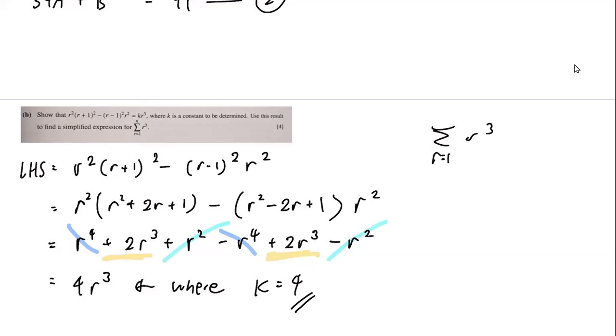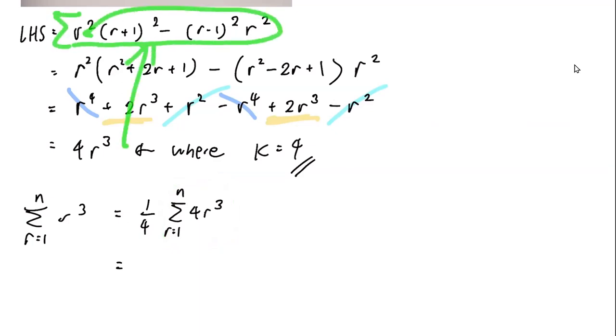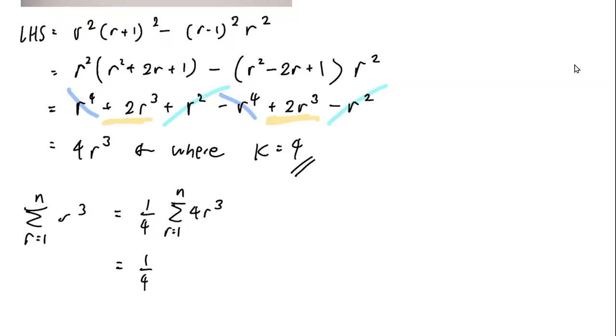Okay, now using this result, find a simplified expression for the summation of r cubed from r equals 1 to n. So the variable here is r and the upper limit is n. How? What we realize is that r cubed looks very similar to our answer of 4r cubed, right? So we can actually divide by 4 and multiply by 4, very similar to integration, right? You multiply and divide by the same thing. Then over here, you've got a summation of 4r cubed. Well, isn't that just the summation of this expression over here? Because 4r cubed is equivalent. Yes, so we can just replace it with 1/4 times the summation r equals 1 to n of the expression that was given to us.